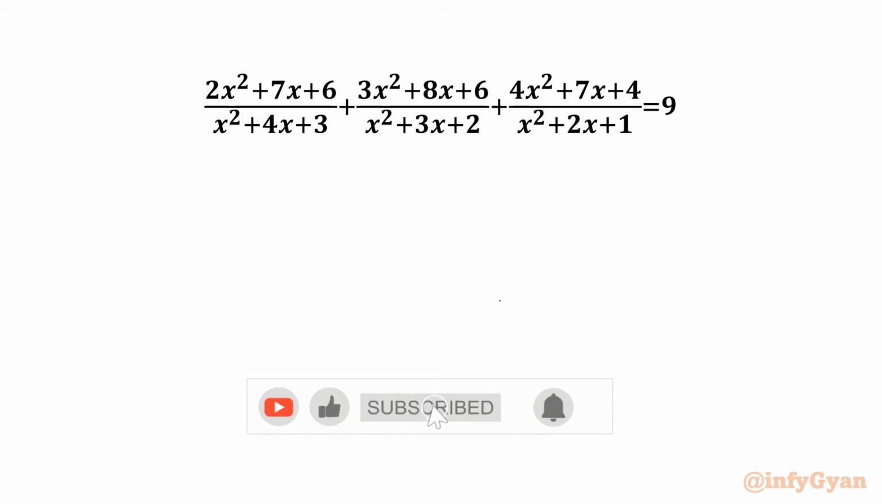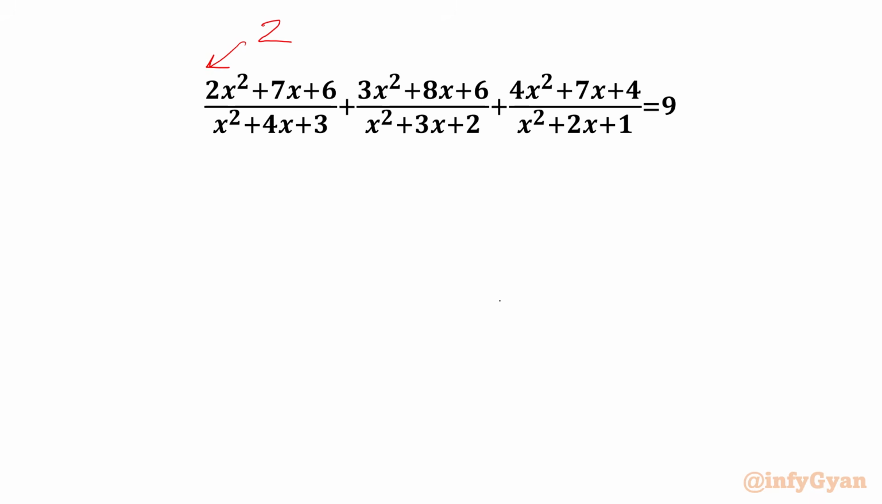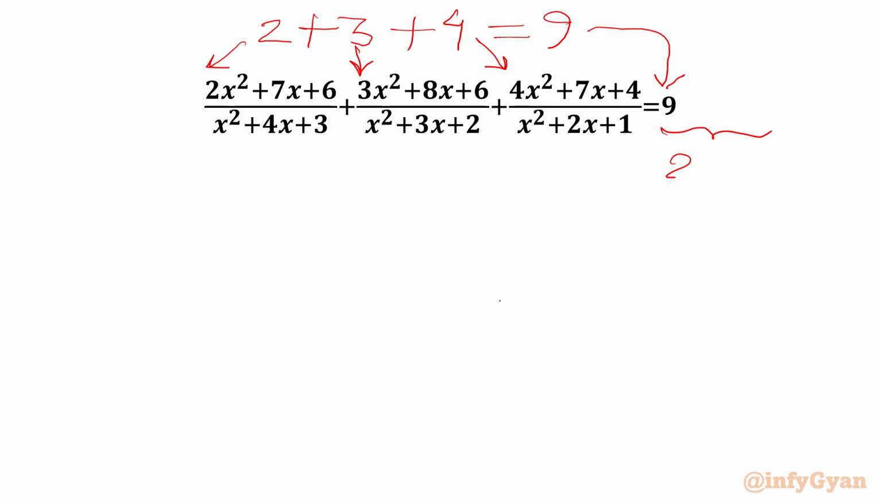If we notice the coefficient of x square in the numerators, we have 2, we have 3, we have 4, and if we add these three numbers, we get 9, and 9 is on the right hand side. So we can think about splitting 9 into 2 plus 3 plus 4. Now we will take 2 to the LHS, 3 to the LHS and 4 to the LHS.